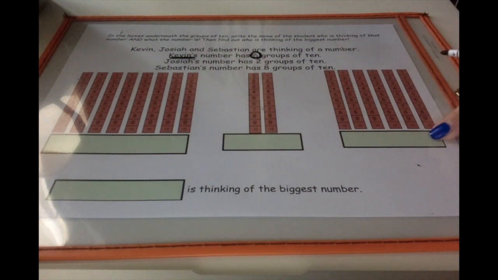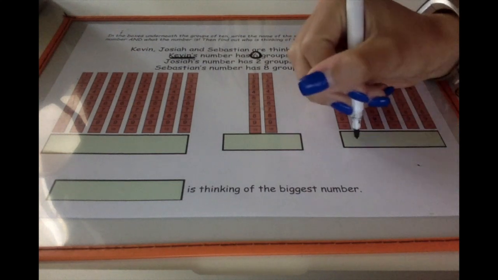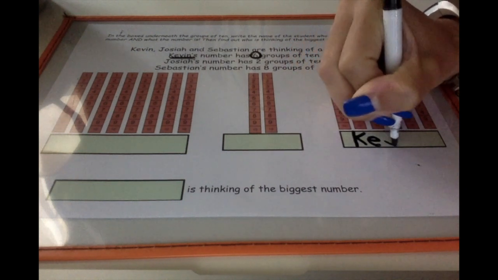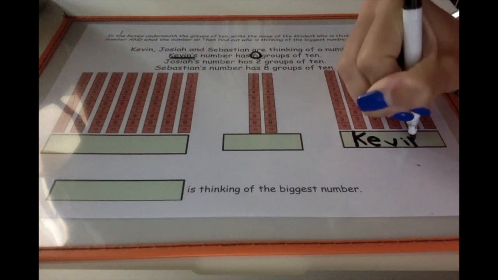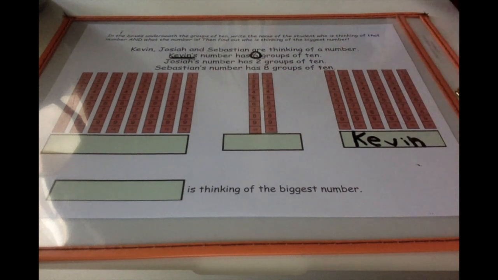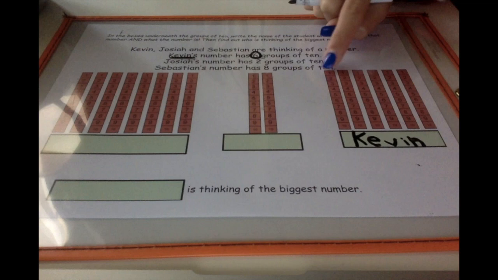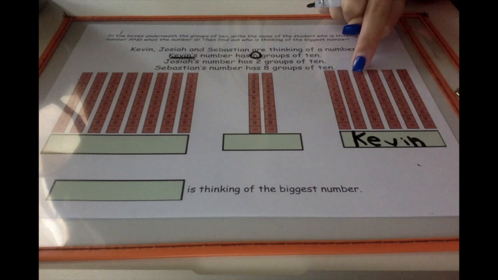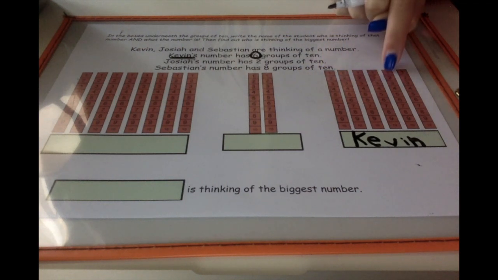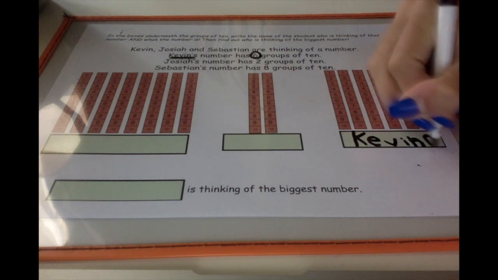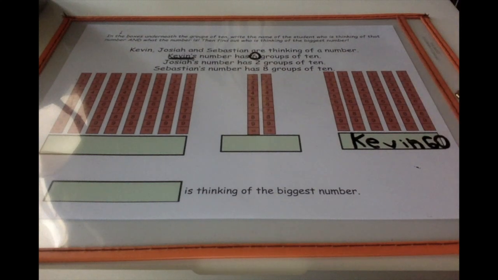So whose number is this? Kevin, that's right. I'm going to label it in the box with his name because this is the number he's thinking of. Now, next, we have to put what the number is. So if there are 6 groups of 10, what is the number? Let's count by tens. 10, 20, 30, 40, 50, 60. Kevin's number he's thinking of is 60. Great. Let's go to the next one.